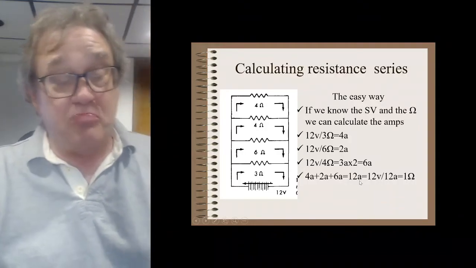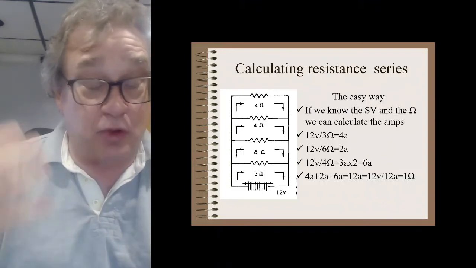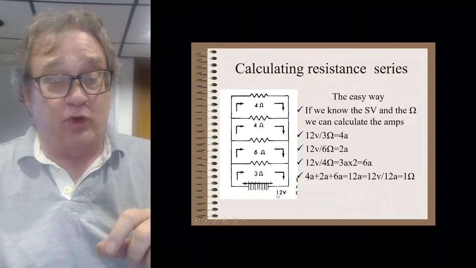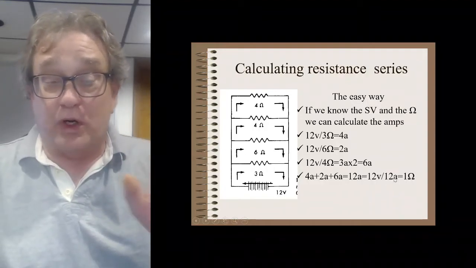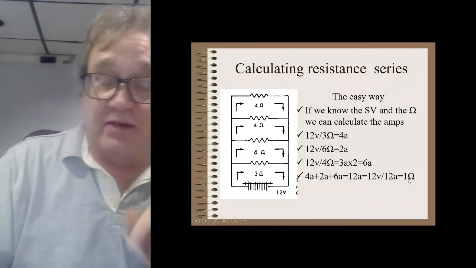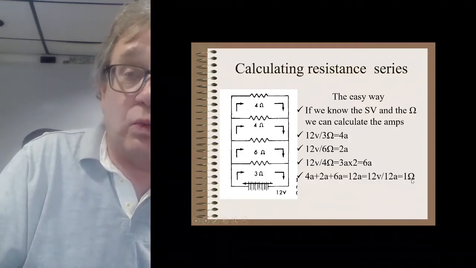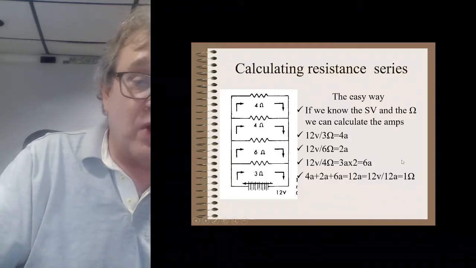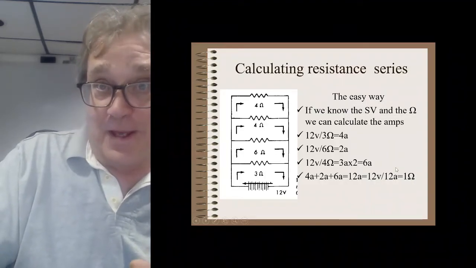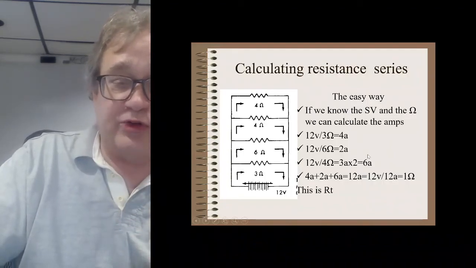And then I can calculate backwards and work out my total circuit resistance using, again, Ohm's law. I have 12 volts, and I have 12 amps. Where did I get that number from? Well, that's from adding all these guys up. 12 volts divided by 12 amps gives me what? 1 ohm. So I can do this either way. These are 2 different ways to do it. Get it? This is resistance total, or RT.